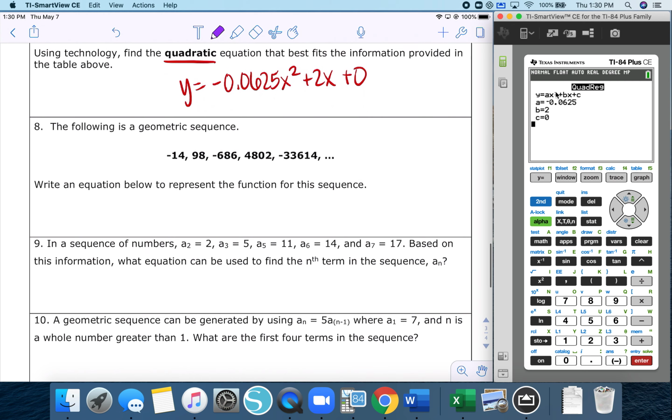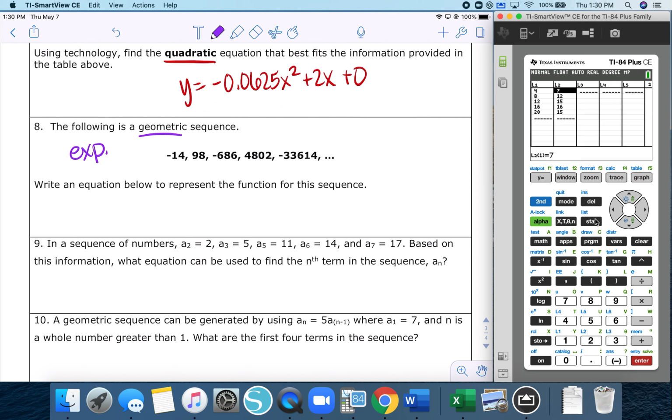The following is a geometric sequence. So remember, that means we are going to write an exponential equation. Write an equation below to represent the function for this sequence. So when I put this in, I have a 0, 1, 2, 3, and 4, just like we did in the last task. And then remember, I don't know if we for sure hit on this, and it won't be on your assessment, but if you see negatives on exponentials, you just leave them out and put it in at the end. So this one, because I am using the calculator, this calculator picture will also be provided for you.